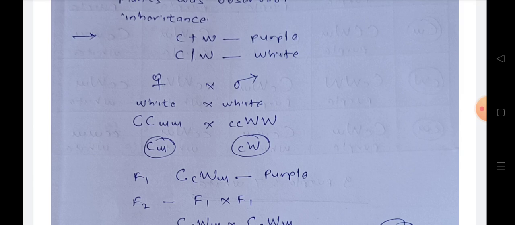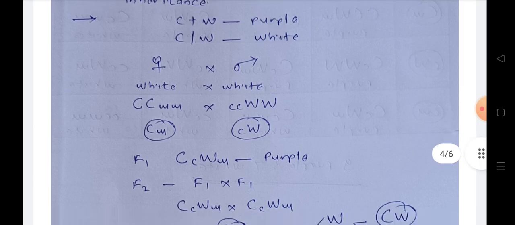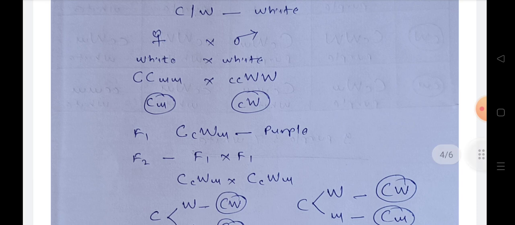So these are the homozygous genotypes, and that will produce a single gamete. For the first white, capital C, small w. For the second white, small c, capital W. When the union occurs, F1 will be capital C, small c, capital W, small w.